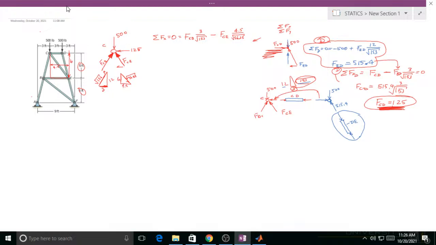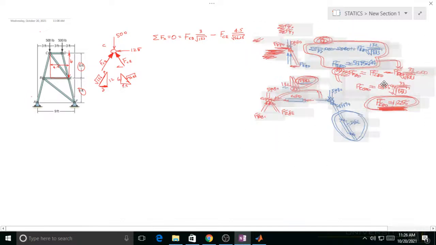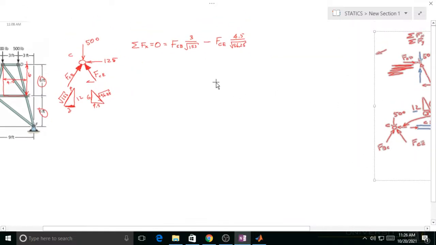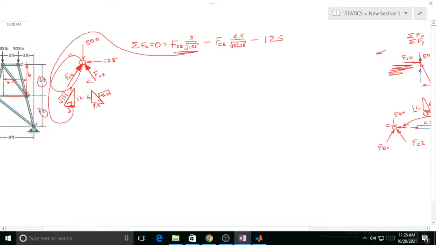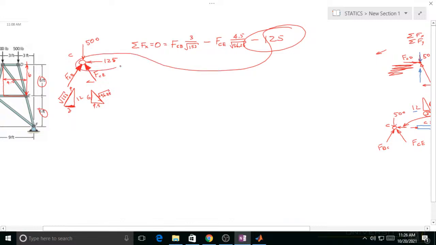Weird thing, but now I would think that I would be okay, but looks like I need to get this thing out away from here even more. So I'm going to move it more out of the way. Okay, and then I got my minus 125. So I got this force, which was this component in this direction. I got this one going to the left, and it's 4.5 over square root of 56.25. And then I got the 125 going to the left.